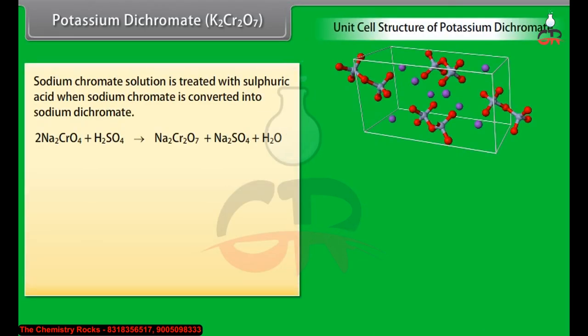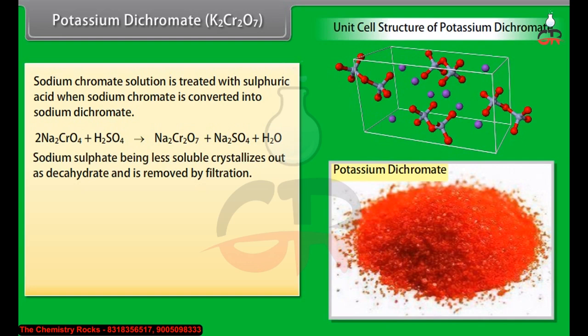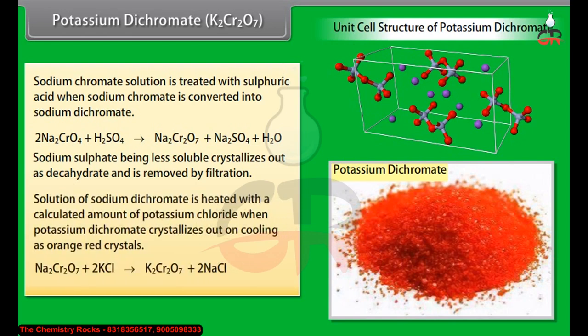Sodium chromate solution is treated with sulfuric acid, when sodium chromate is converted into sodium dichromate. Sodium sulfate, being less soluble, crystallizes out as decahydrate and is removed by filtration. Solution of sodium dichromate is heated with a calculated amount of potassium chloride, when potassium dichromate, being much less soluble than the sodium salt, crystallizes out on cooling as orange-red crystals.